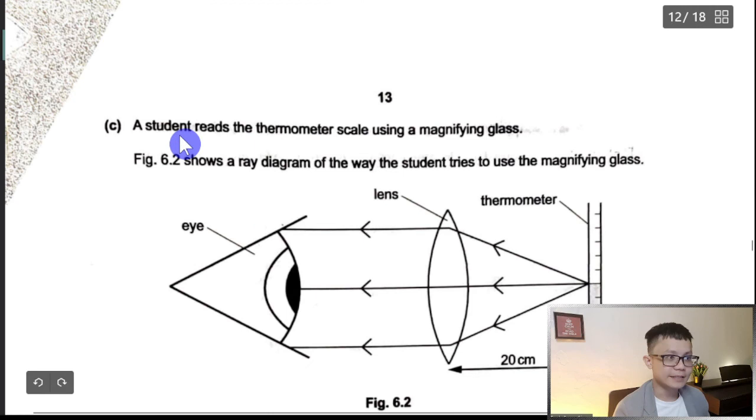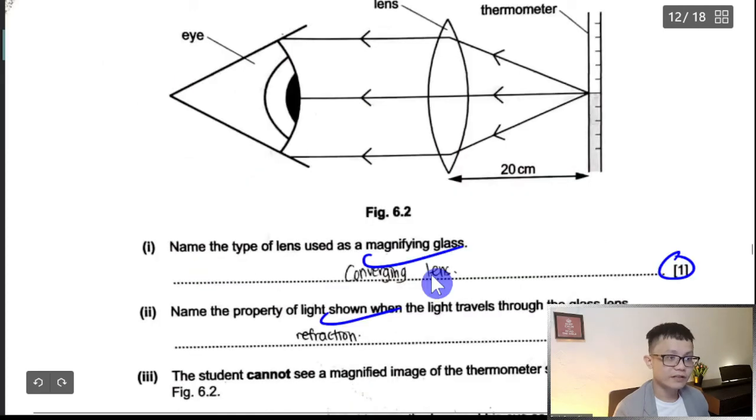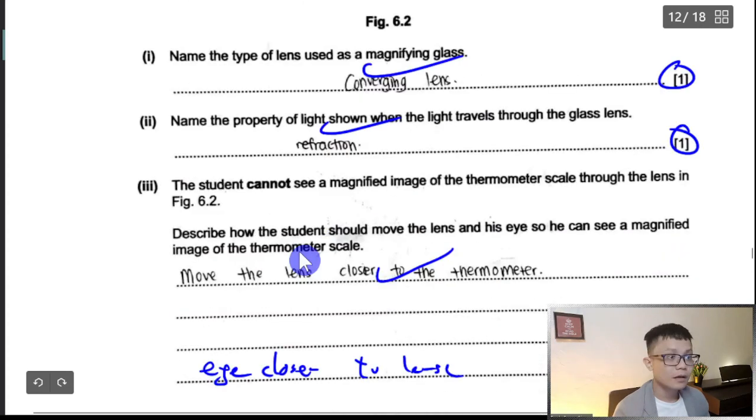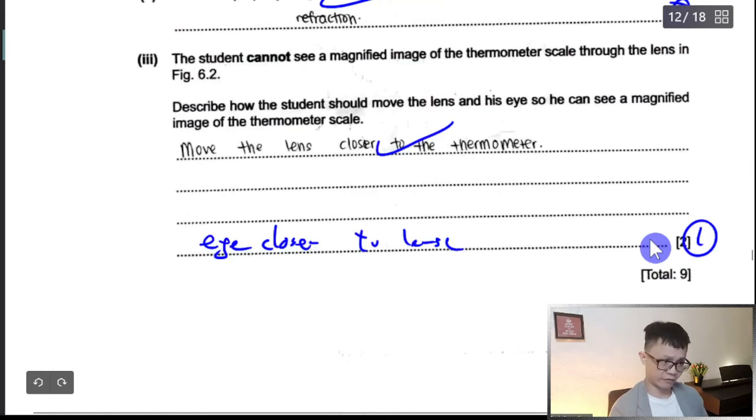Okay, C. A student reads the thermometer using a magnifying glass. Name the type of lens: converging lens, correct. Name the property of light: this of course is called refraction. The student cannot see a magnified image, so what can you do? Move the lens closer to the thermometer or your eye closer to the lens. Because it's 2 marks, if you hit this, you get 1 mark for this one.